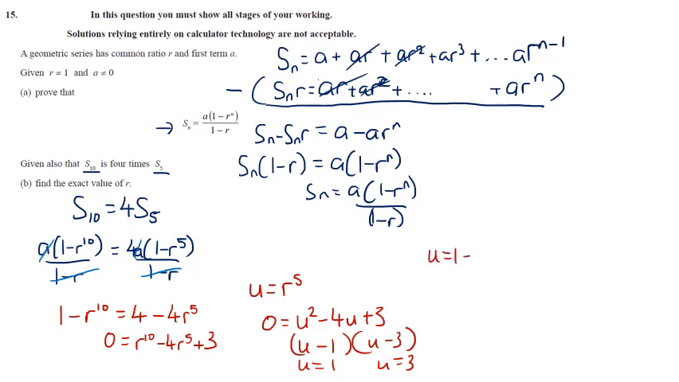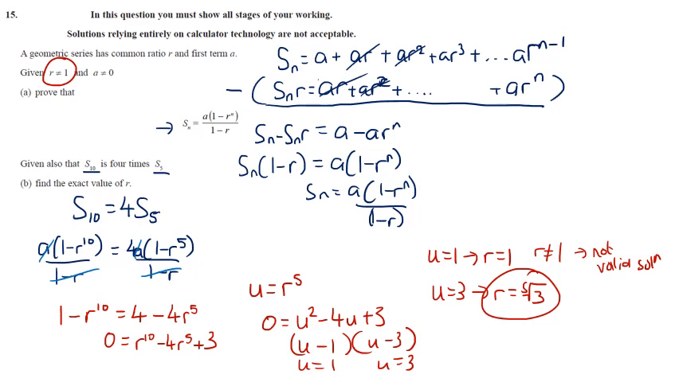Now u equals 1 gives r equals 1. And we're told at the start of the question that r can't be equal to 1, otherwise every term would just be the same. We'd be multiplying by 1 each time. So this is not a valid solution. So we must have u equals 3, which means that r is equal to the 5th root of 3. And that's the answer, only that.